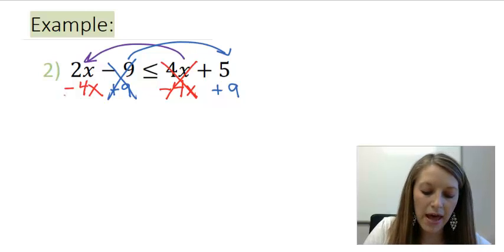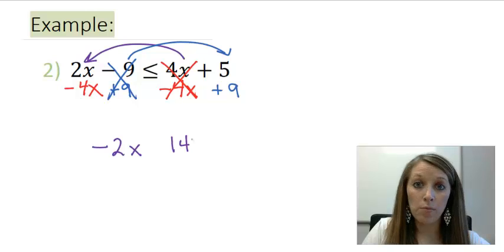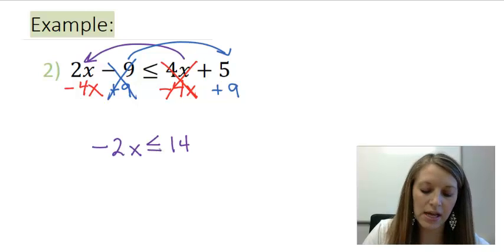On the left, 2x minus 4x gives me a negative 2x. On the right, 5 plus 9 gives me 14. And I did no multiplication or division whatsoever, so my inequality sign stays the same.